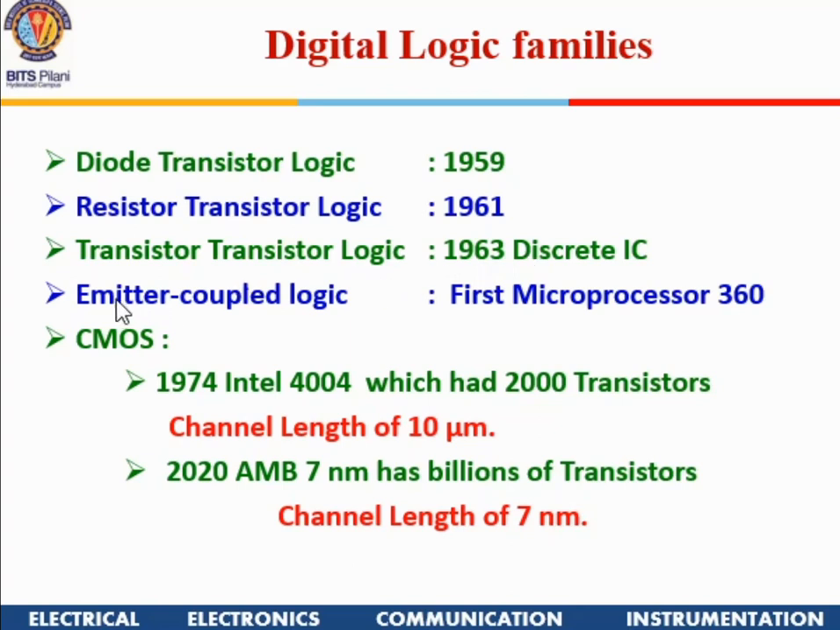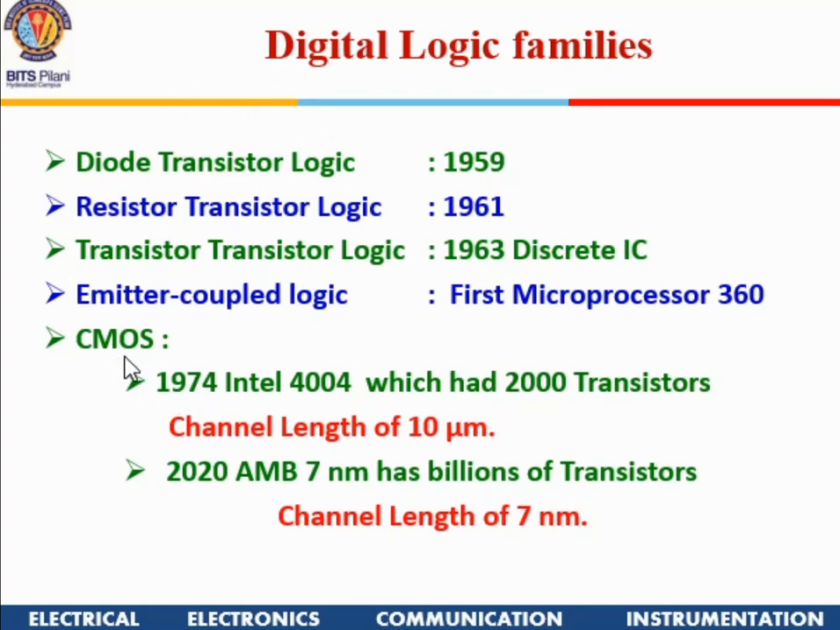Then came the emitter coupled logic. The first microprocessor, the 3860, was made using emitter coupled logic. There are also the 360, 460, 560, some series of early microprocessors, which were all emitter coupled. So these four logics were all BJT based, and then came CMOS in 1974.